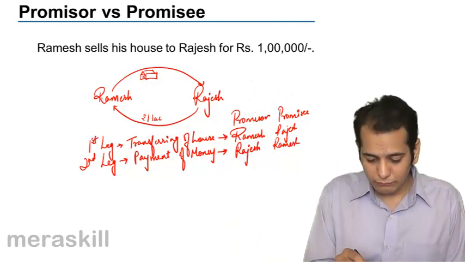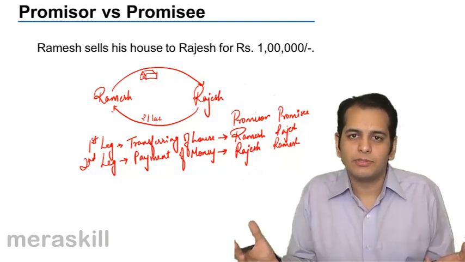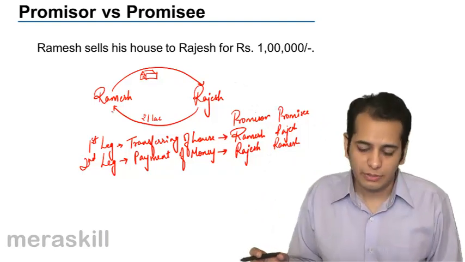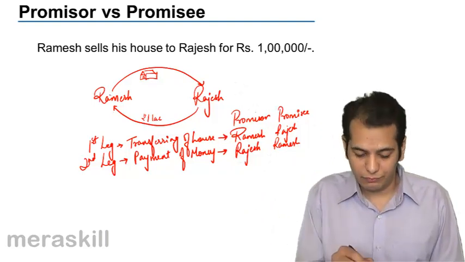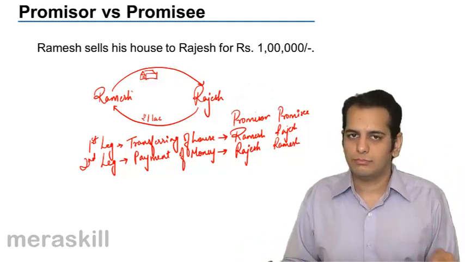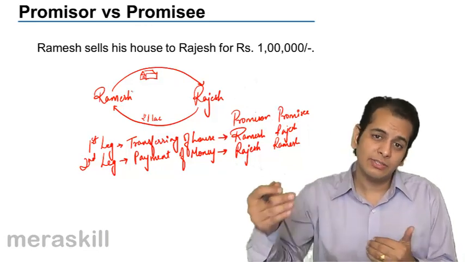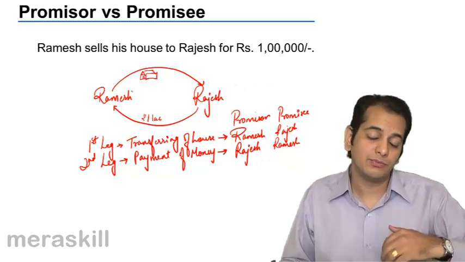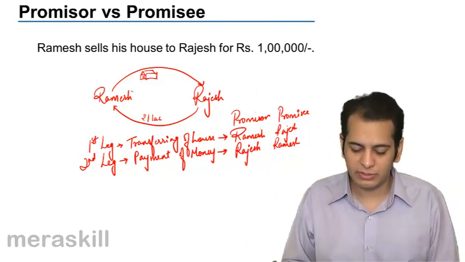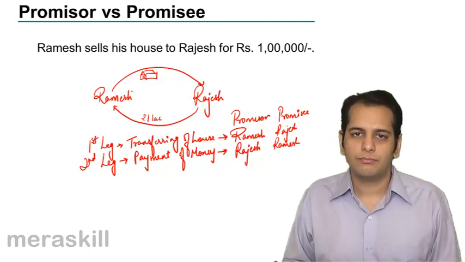So when the person who performs his promise, we call that person the promisor. Here Ramesh, in the first leg, is performing his promise, so he becomes the promisor. In the second leg, we can see that Rajesh is completing his promise. He is fulfilling his promise. He is meeting his promise. So he becomes the promisor there, and consequently, as a result, Ramesh becomes the promisee.